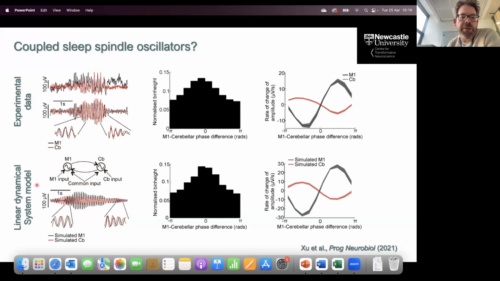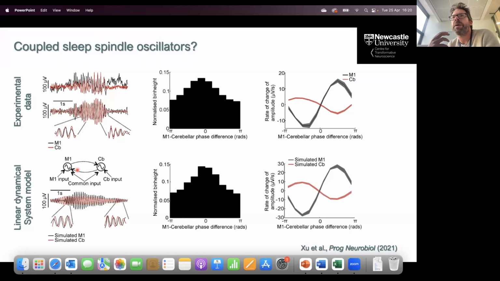And when we do that, we find that this model does indeed generate things that look a lot like the spindles in our data, but moreover, this model can recapitulate that behavior of the waxing and waning amplitudes systematically associated with the relative phase of the oscillations. And we can't get this behavior if we take out any of these couplings. So if we only have one oscillator in the model, we can't produce this behavior.